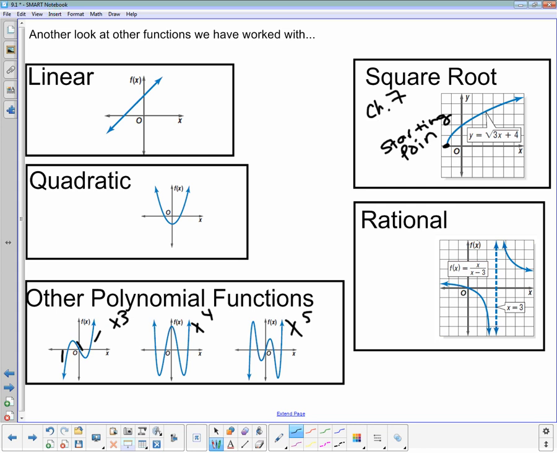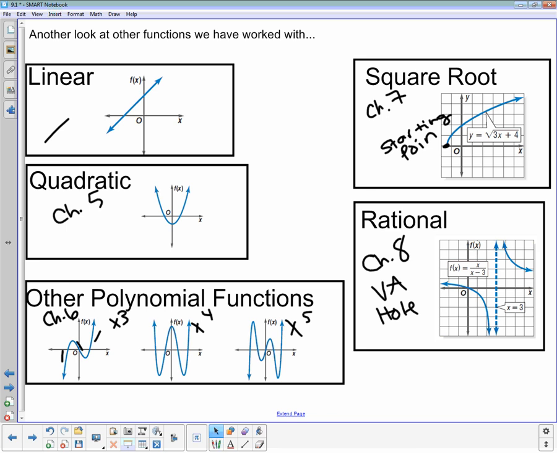This was all chapter 7, by the way. This was all chapter 6. This was chapter 5. And that was everything before. Rational functions we just looked at back in chapter 8. Those were functions that had the vertical asymptotes and the holes. So these are the functions that we've definitely looked at so far. Now we're going to look at exponentials.